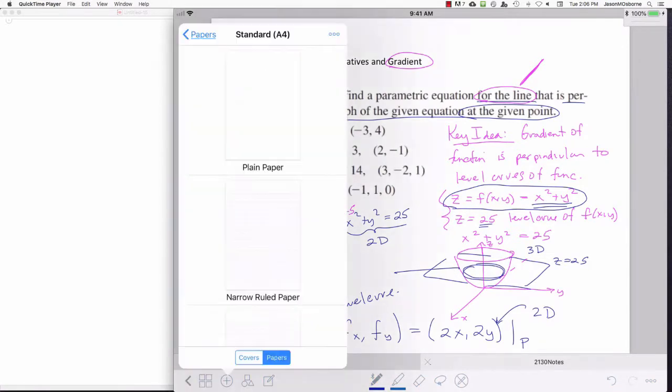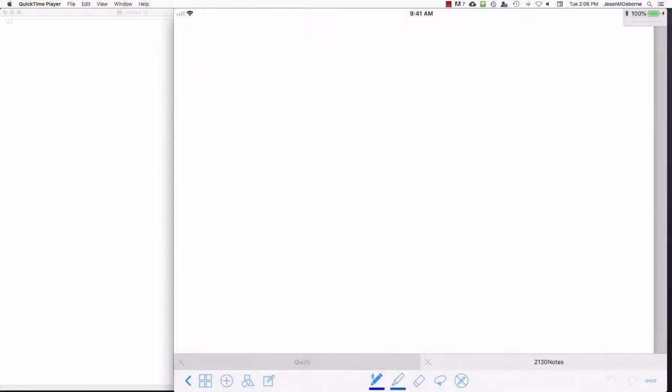Add a page below. Okay, so we had our level curve, which was a circle. We have a point P on it, P which is -3, 4. And we're being asked to find the equation of this line that is perpendicular to that level curve at that point.